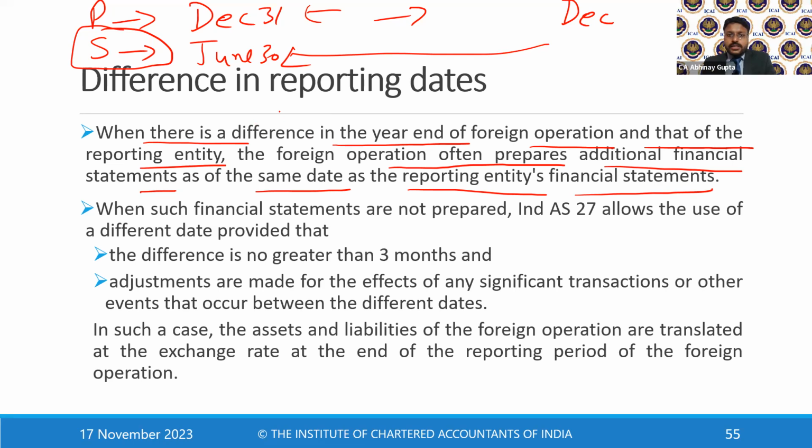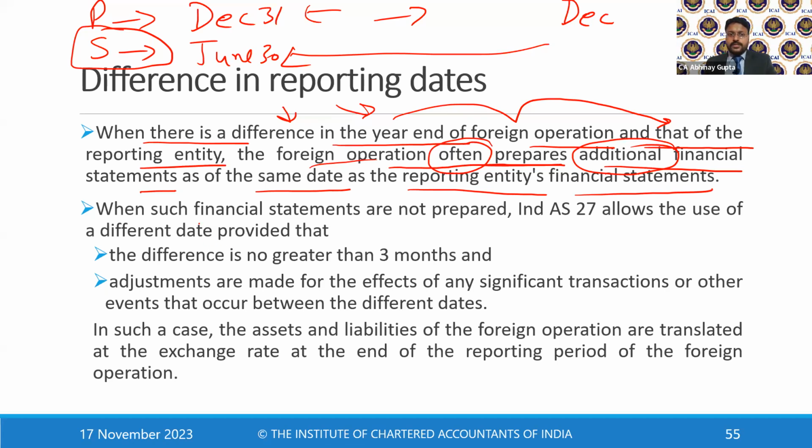What we discussed: when there is a difference in the year end of the foreign operation and that of the reporting entity, the foreign operation generally prepares an additional set of financial statements. So one, it is already preparing as for the year end it has, and one it will additionally prepare just for sharing with the parent company so that they can prepare the consolidated financial statements.